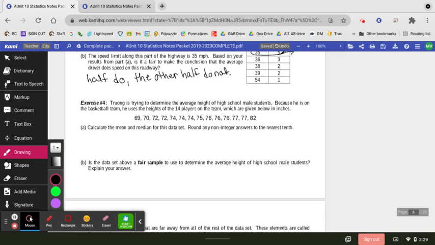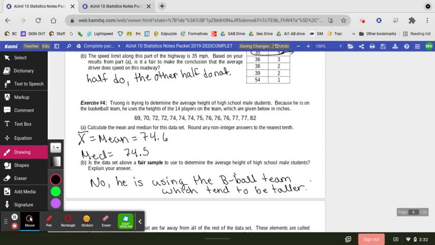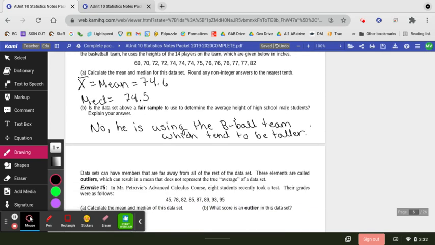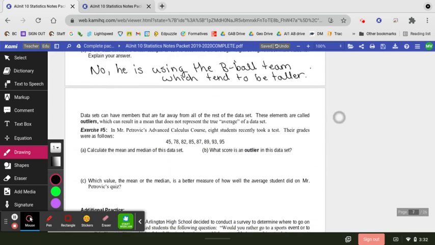So I want you to pause and I want you to try exercise 4. So I used my calculator here and I found that my mean is 74.6 and I found my median 74.5. This is not a fair sample because he's using the basketball team, which tends to be taller. So it's not fair to associate that with everybody else.